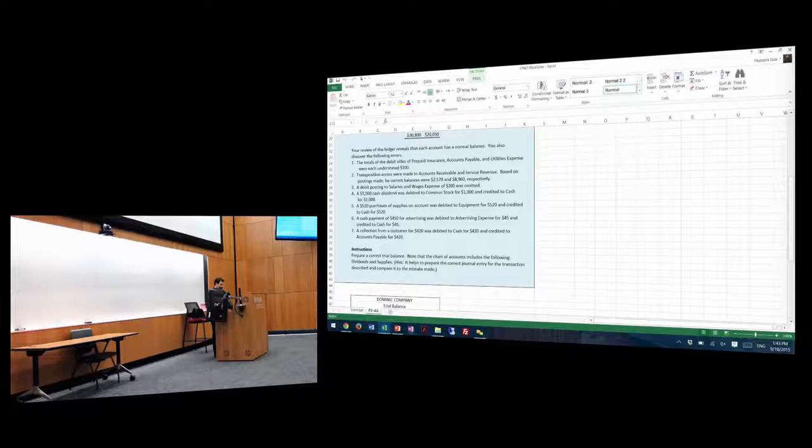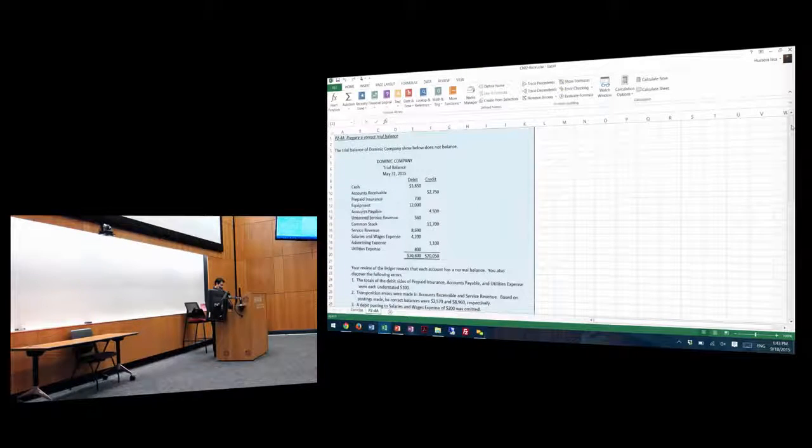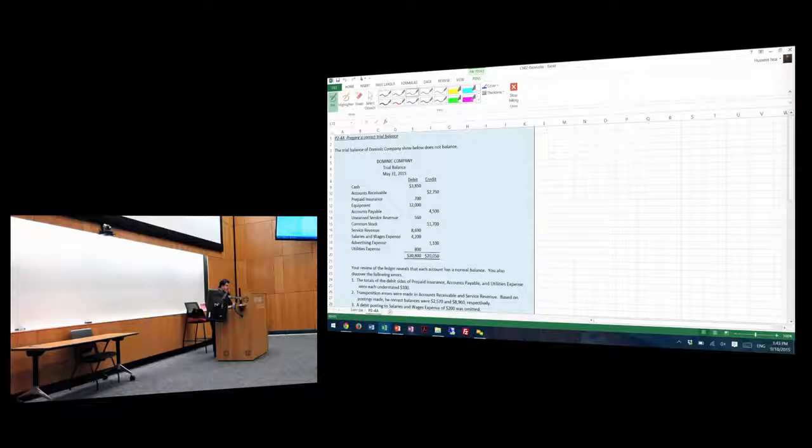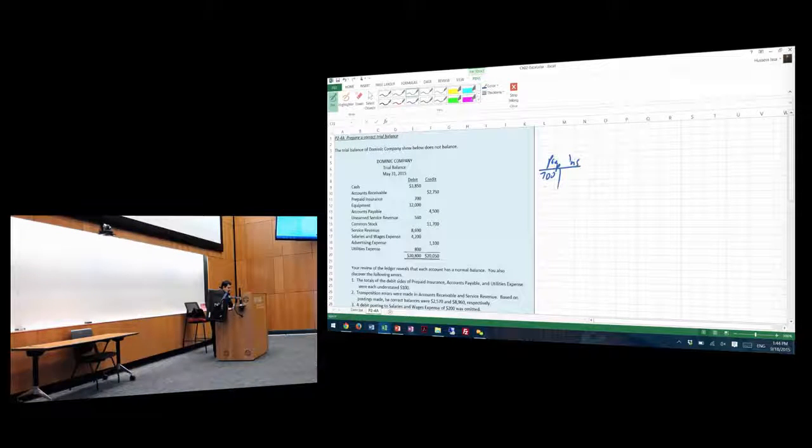So here, what's the balance that we have? We start with prepaid insurance. What was the balance? Come on, you can read it. 700. So prepaid insurance was a debit balance of 700. And the problem says that it was understated by 100. So you add 100 to the debit side. What's the new balance? 800 on the debit side.